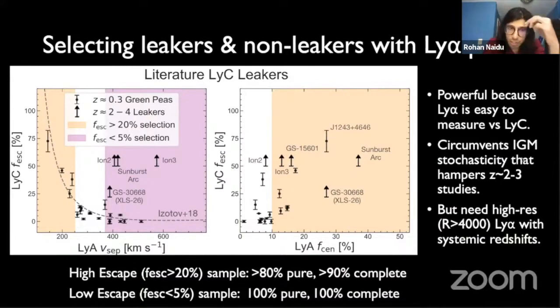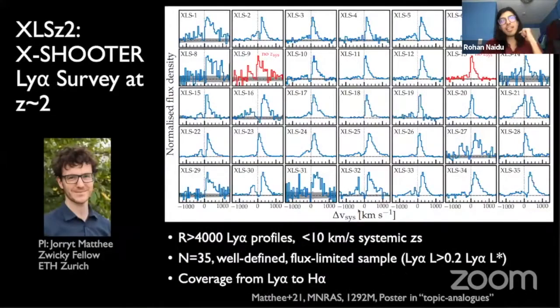But what you need to access these Lyman-alpha profiles is high resolution. So you need spectra that are R greater than 4,000. And you need systemic redshifts, so you know whether your central Lyman-alpha is indeed central Lyman-alpha. And this is precisely the data set that the X-Shooter Lyman-alpha survey at redshift 2, PI'd by Yorit, has put together. So this is really gorgeous data.